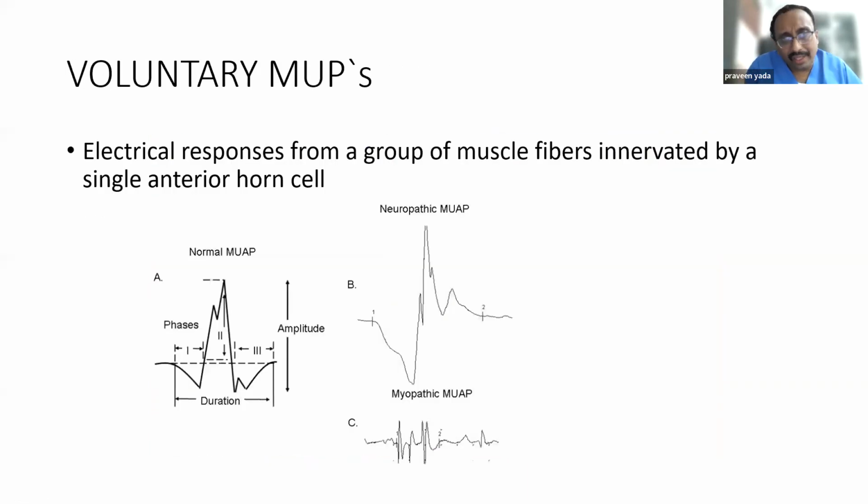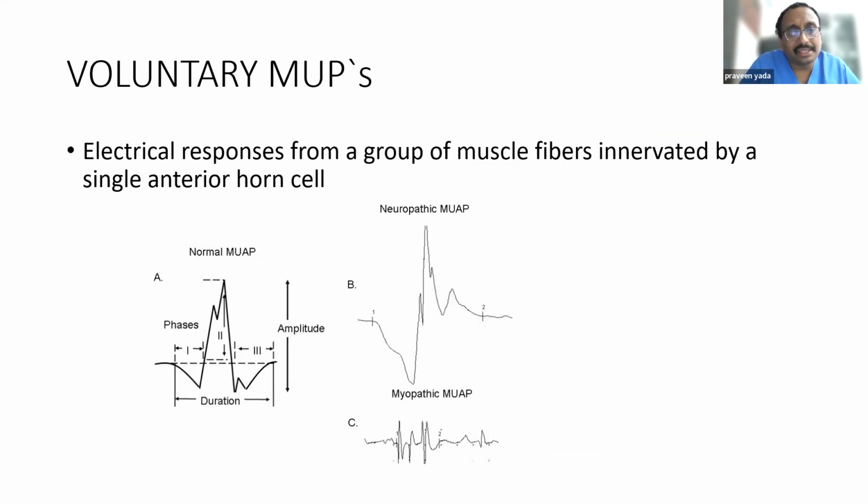Now, after the first part, what we next look at is a voluntary MUP. One thing about the spontaneous activity is how long you should wait. Some say 30 seconds, but where I was trained at NIMS, Rupam sir used to say you should wait long, 3 to 5 minutes. If you clinically think that there is a myopathy or an axonopathy and you are looking for a fib or a fascic, you should wait a minimum of 30 seconds up to 3 minutes.